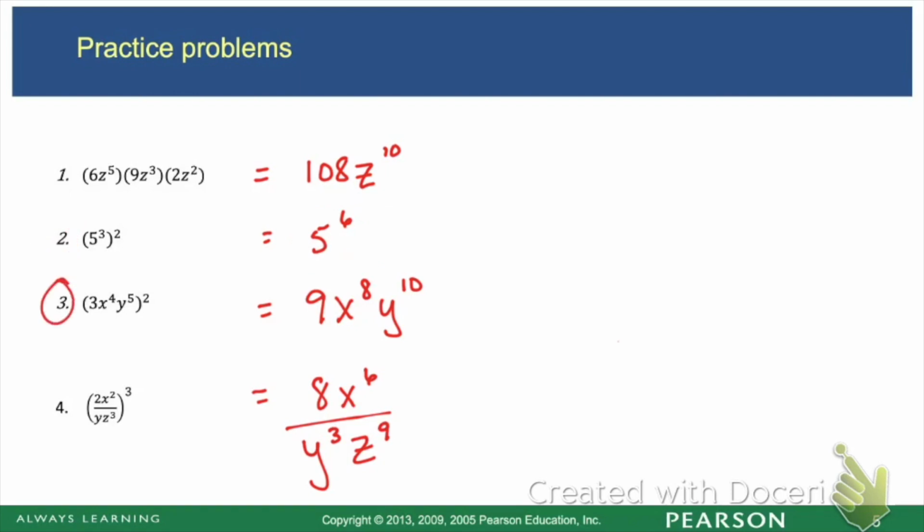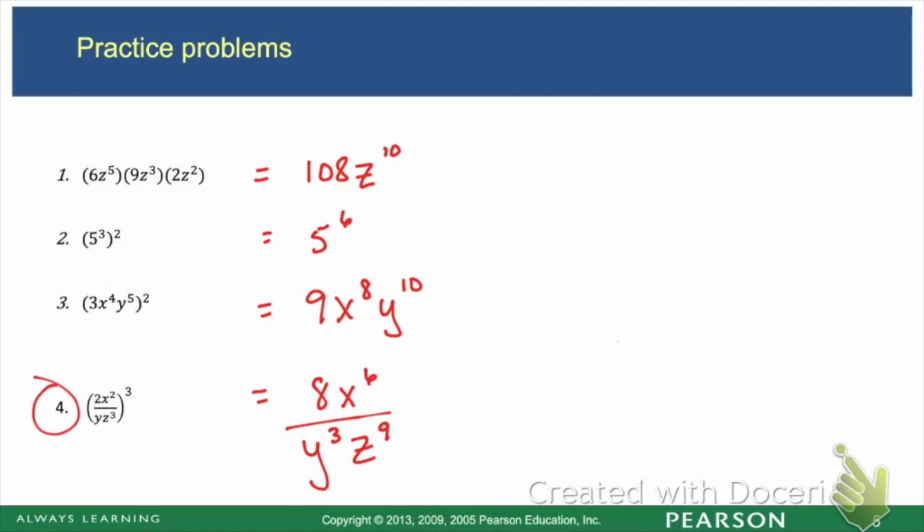Number 3, you're squaring everything, even the 3. So it should be 3 squared, x to the 4th squared, y to the 5th squared. So 3 squared is 9. And then when you have x to the 4th squared, you multiply those exponents. That's where I got x to the 8th. And then same thing for the y. I multiply my exponents. That's why I get y to the 10th. So my final answer, 9x to the 8th, y to the 10th.